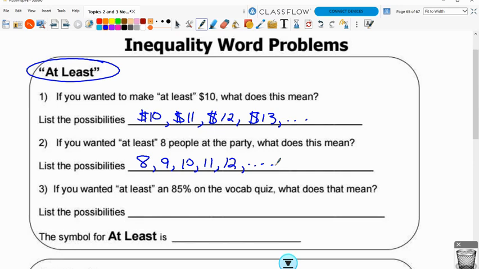If you wanted at least an 85% on your vocab quiz, what does that mean? What are some scores that you would be happy with? Well, if you wanted at least an 85, you'd be happy by getting an 85. And you'd be happy by getting an 86, an 87, an 88, all the way up to a 100. So 85 or more. Okay, so for the symbol that we're going to use for at least, notice we can be equal to the amount that we're looking for, but we also want to be greater than that.